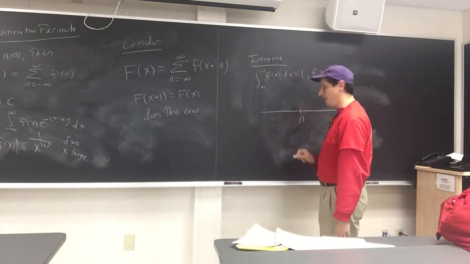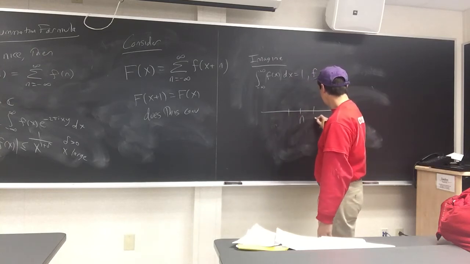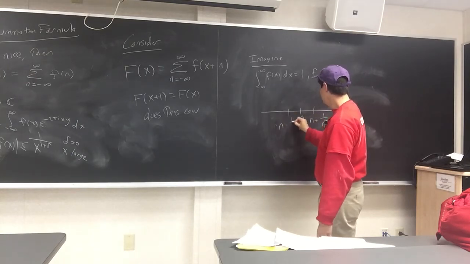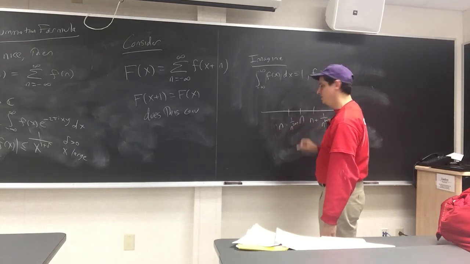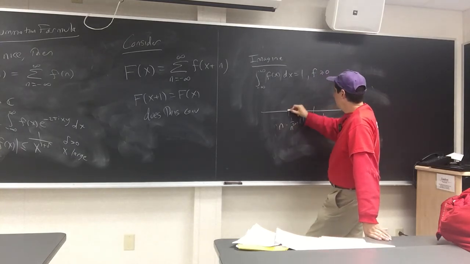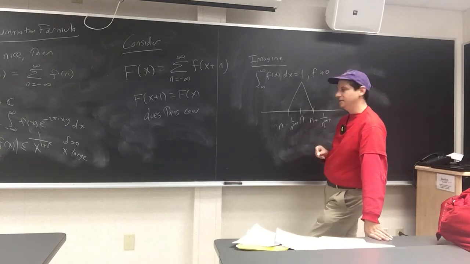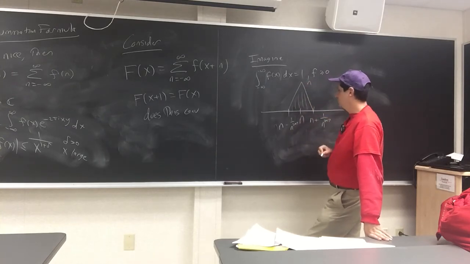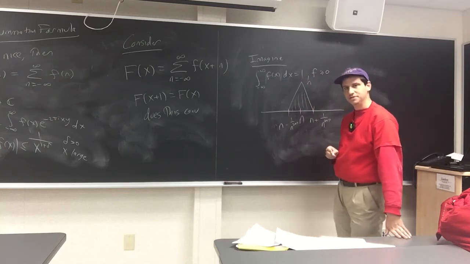Imagine this is what's going on at n. Here is n plus 1 over n to the 2017. Here's n minus 1 over n to the 2017. And I'm going to take a triangle function like this of height n. What's the area under this piece?